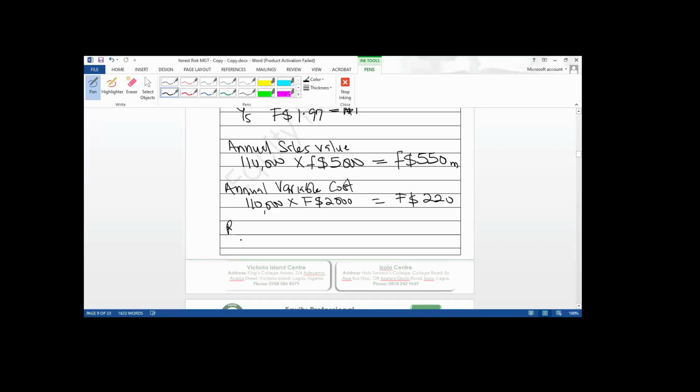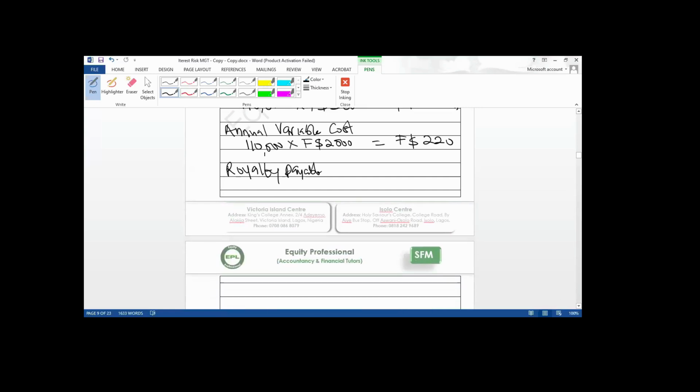We have royalty payable. Per unit is 300 naira. And we are going to produce 110,000 multiplied by 300. That will give us 33 million.